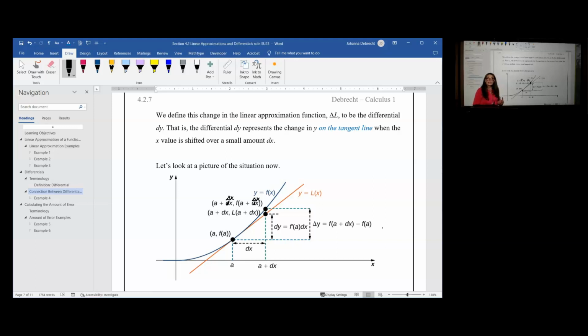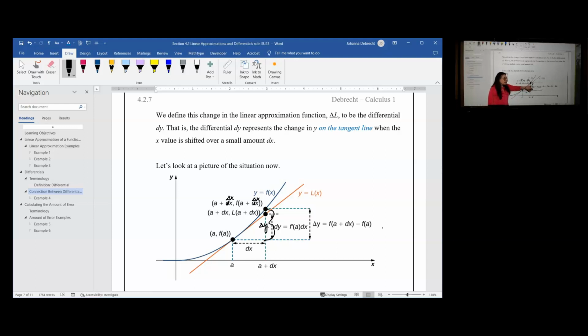Let's look at delta y. Delta y is on the actual function. It's the change in the y value between the upper ball here down to the height of the lower one. This is our delta y. You can see it's written out to the side here. That's the difference in the y values between the 2 points on the blue curve.